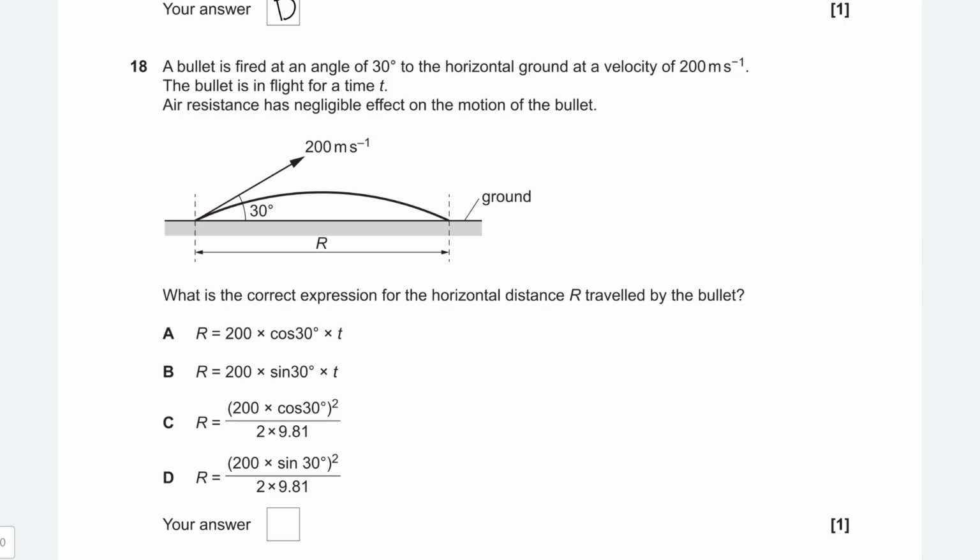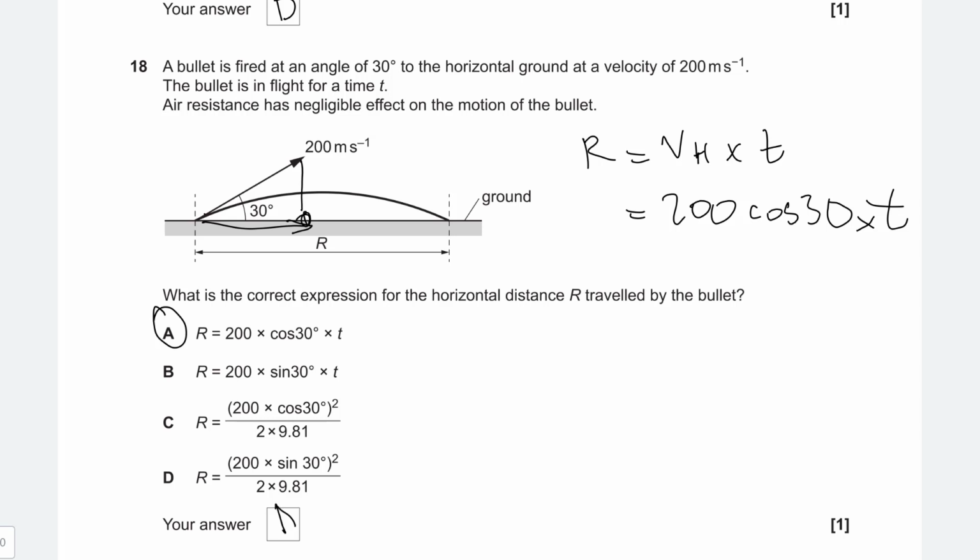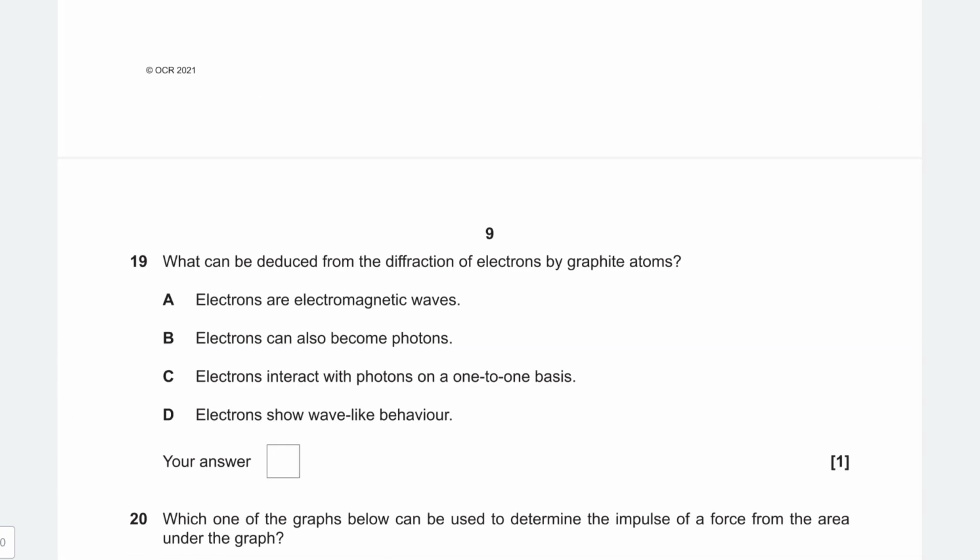Well, the horizontal range is just given by the expression, let's call it r, as in this question, and that's just the horizontal velocity times the time. Assuming there's no air resistance, the horizontal component remains exactly constant, so we can just use this equation. The horizontal component is just going to be 200 cosine 30, basically just this component here. So 200 cos 30 multiplied by the time. Correct answer is A.